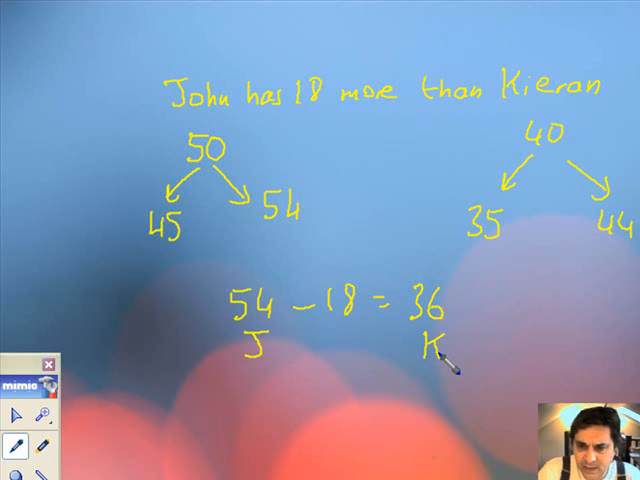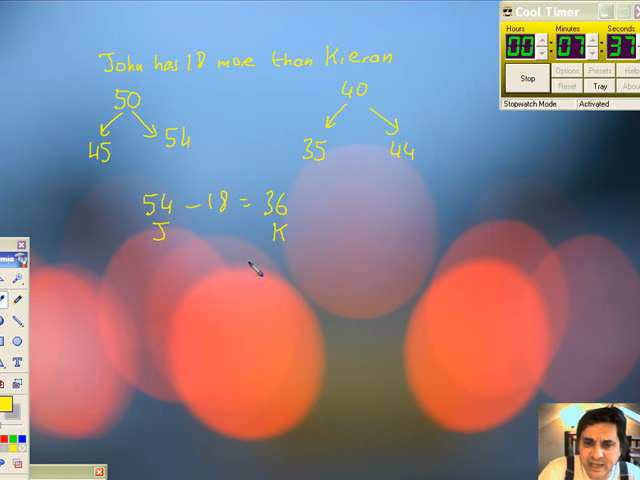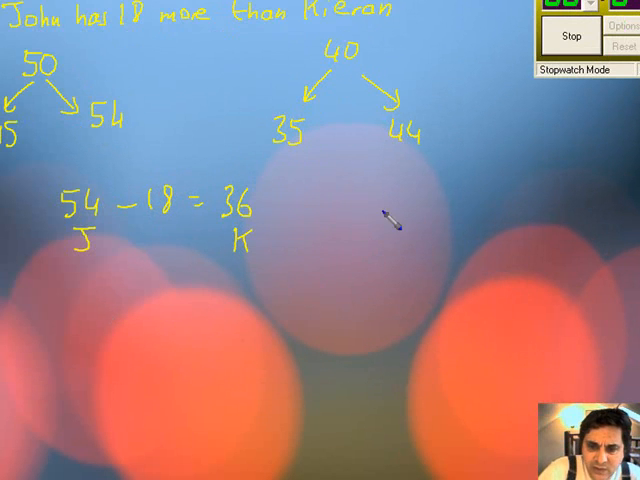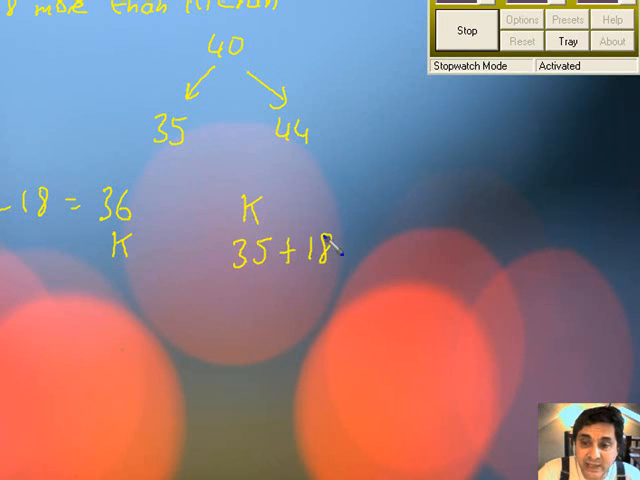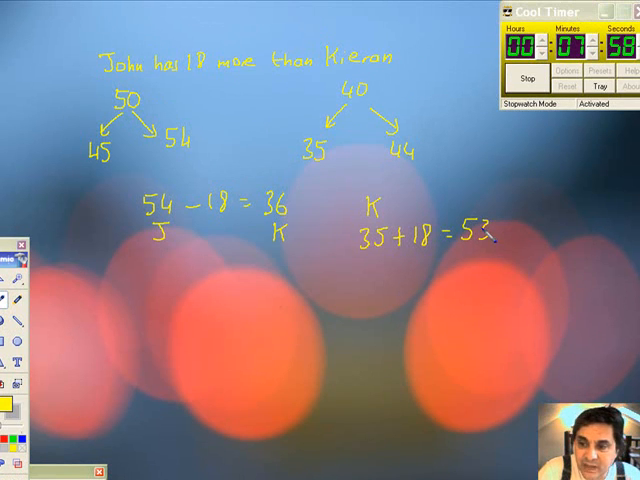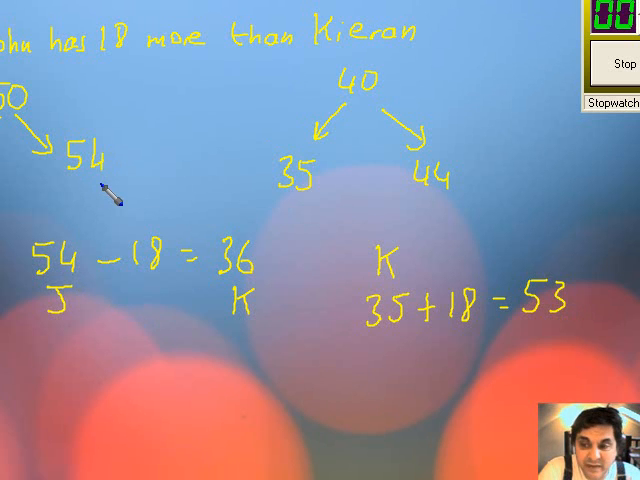What about another one? Can Kieran go as low as 35? Yes he can. If he goes as low as 35 and I add 18 onto that, so if Kieran has got 35 and I must add 18 onto that, what will I get? So here I go, 35 plus 18. Is John allowed to have 53? Yes he is allowed to have 53, because he's allowed to have up to 54.